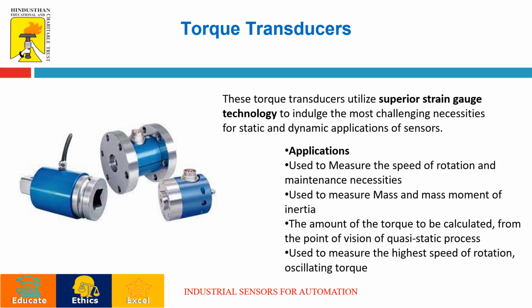An application is used to measure the speed and rotation of maintenance and mass movement, and also in the point of view of a quasi state. A somewhat low state process is called a quasi state in mechanical engineering. In that process also, the torque transducer is used to measure the highest speed of rotation of oscillating parts.